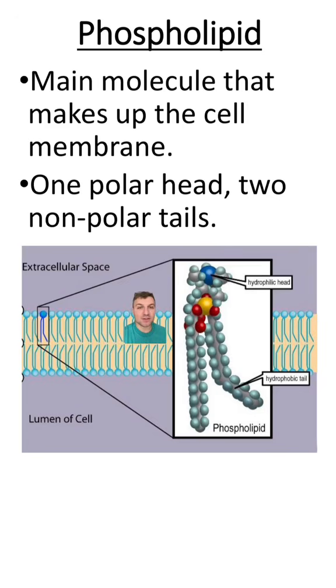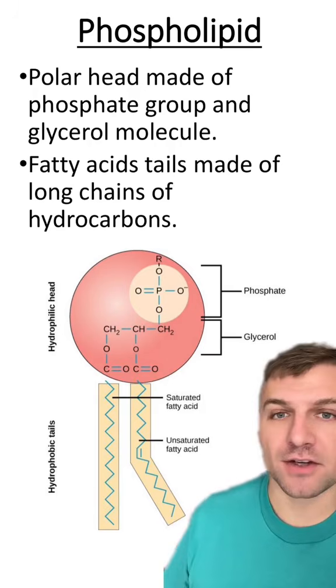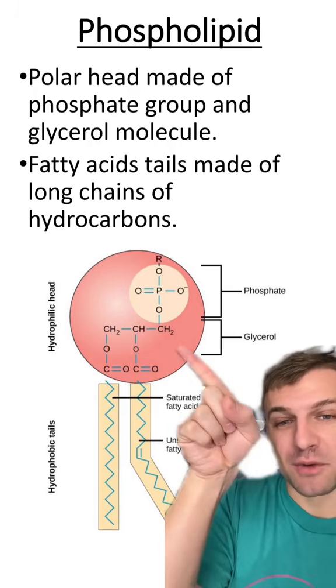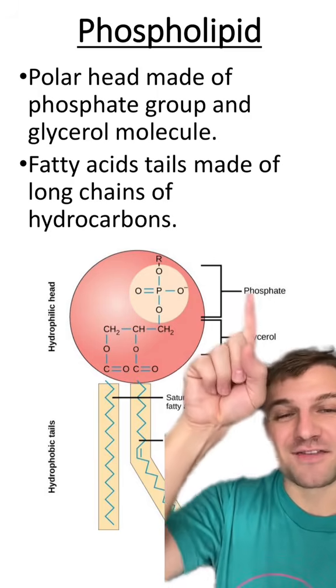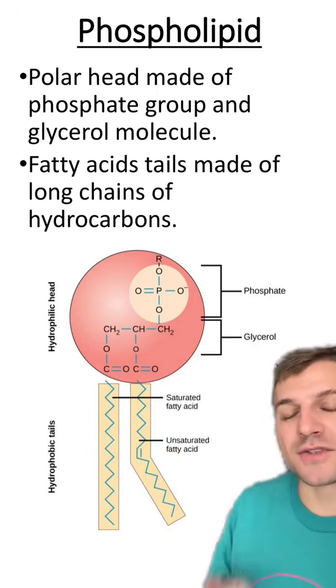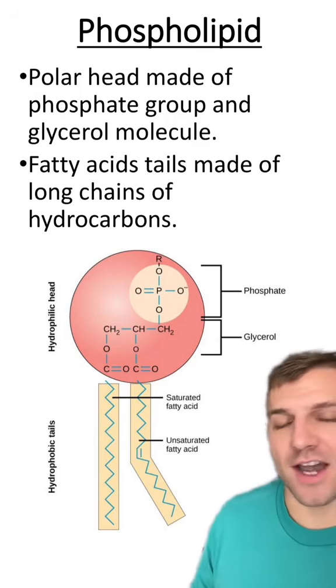That's because it's made of two layers of phospholipids, with the polar heads oriented on the outside and the nonpolar tails on the inside. Now, the polar heads are made of two specific groups, known as the phosphate group and the glycerol molecule. You can see the glycerol molecule here, which is a 3-carbon molecule, and this phosphate group, which has a lot of oxygen and makes the head polar. You can also see the two nonpolar fatty acid chains here that are just long chains of hydrocarbons.